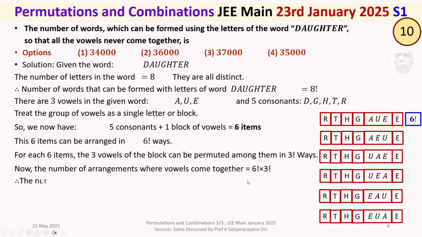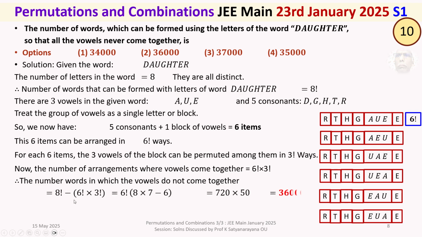Therefore, the number of words in which the vowels do not come together is the total number of words, 8 factorial, minus, in brackets, 6 factorial into 3 factorial. Simplify, it will be 720 into 50, that is 36,000. That's the answer. The answer is option 2. So that is the detailed discussion of the solution of this problem. Let's move to the next question.